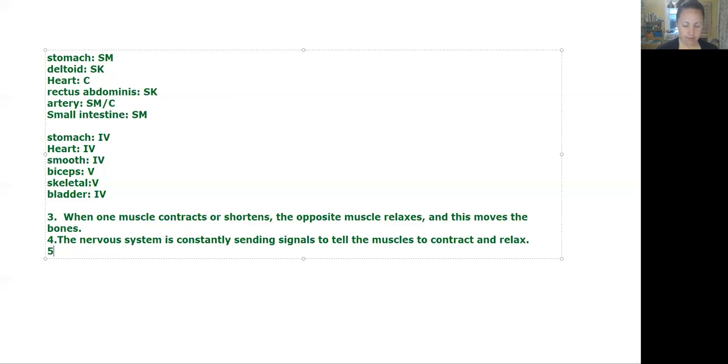Number five, what keeps food and liquids moving through your digestive tract? This is one of the first vocabulary words we saw. It's a big word starting with a P. So the word that keeps food and liquids moving through your digestive tract is called peristalsis.